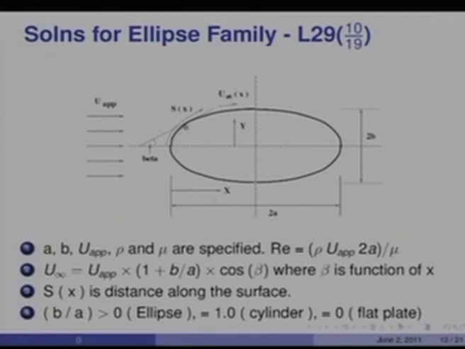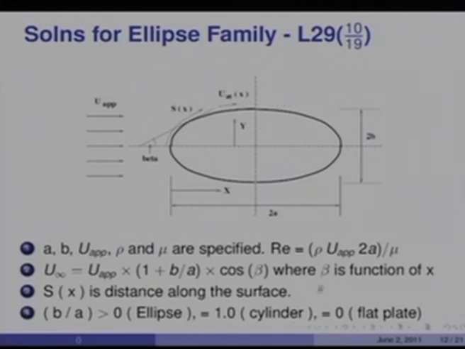At each point on the surface, you draw a tangent. Wherever it intersects the x axis, you note the angle beta, and you take the cosine of that to get the free stream velocity u infinity variation with respect to x. Sx is the distance along the surface of the ellipse, whereas x itself is the distance along the axis, as shown here. X itself is the distance along the axis, whereas Sx is measured from the forward stagnation point and along the surface of the ellipse.